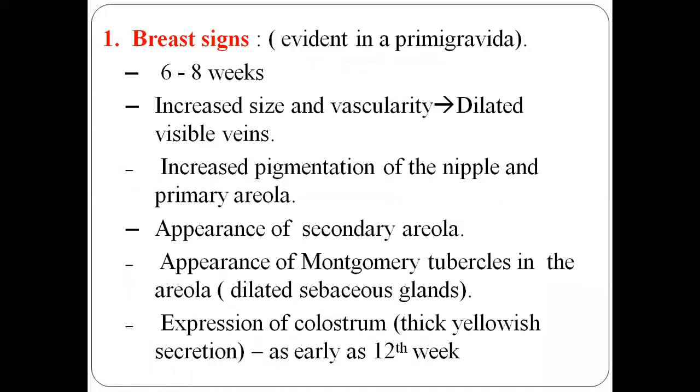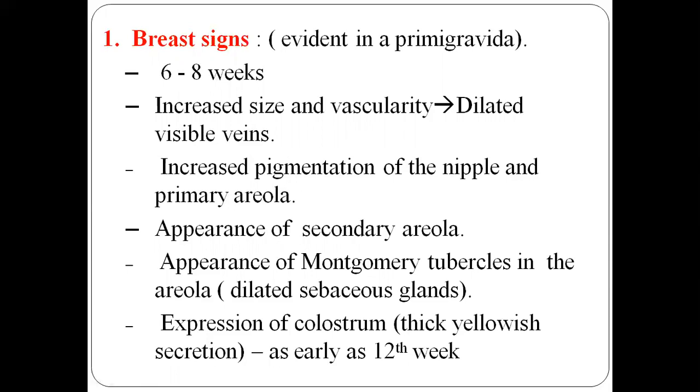In the objective signs, we are looking at the first trimester, from conception to the 12th week. In the breast signs, as we said, the changes are mainly evident in primigravida mothers. They appear by 6 to 8 weeks. First, the size will increase, and vascularity, the blood supply, will increase. That's why we can see dilated, visible veins over the breast.